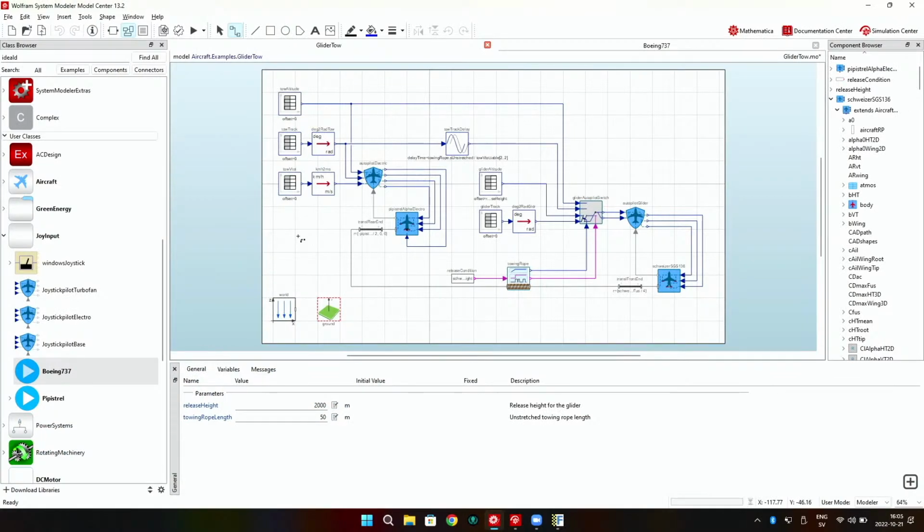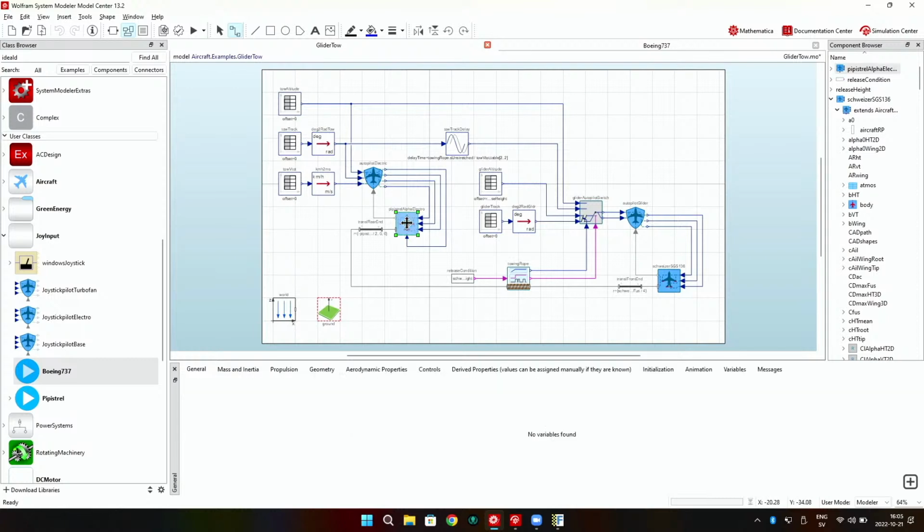So here I have an example open from the aircraft library, and what we're seeing here is a Pipistrel Alpha Electro, which is an electrical aircraft, and then over here we have another aircraft which is a glider. The Pipistrel is supposed to tow the glider upward and get it up to speed, and then after a while they release and then they fly separately. So that's the scenario that's set up here.